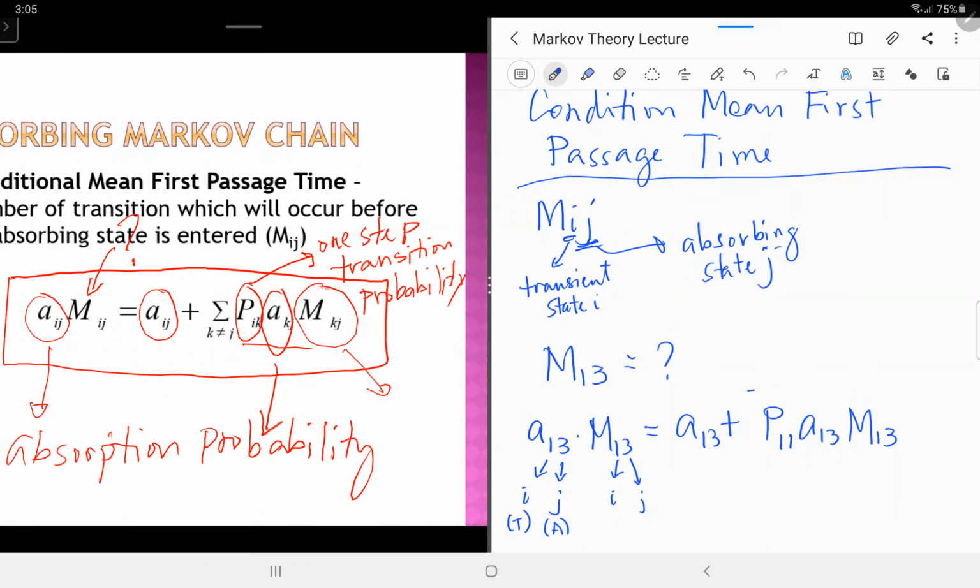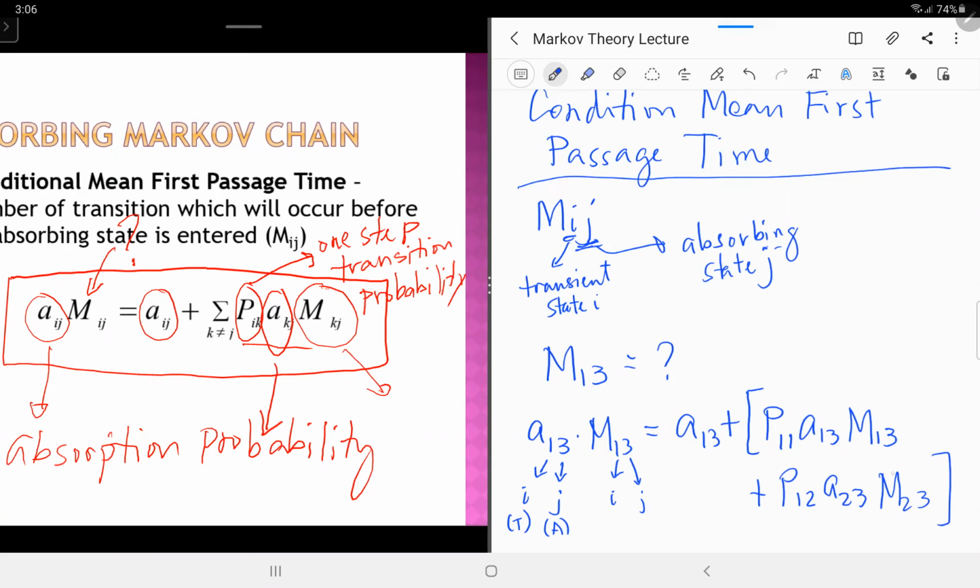Okay, plus, this is your summation part, no? Plus P, your I is 1 again. Your K is not equal to J, or it's not equal to 3, so you can have 2. And then A23, and then M23. The end. Okay, that's it for your first equation.